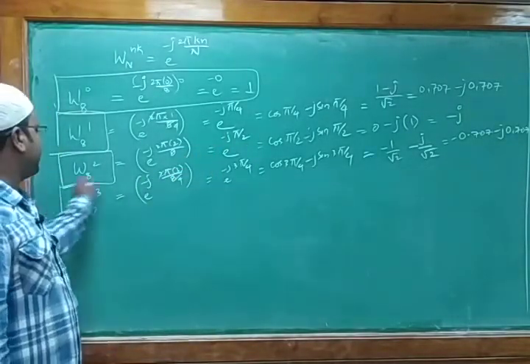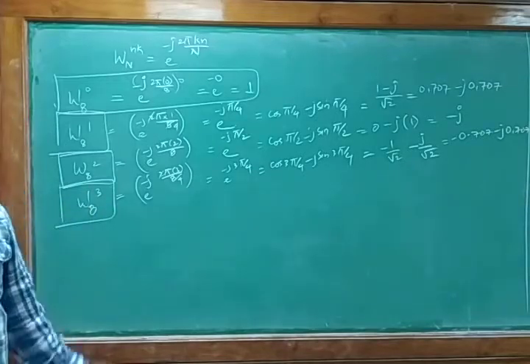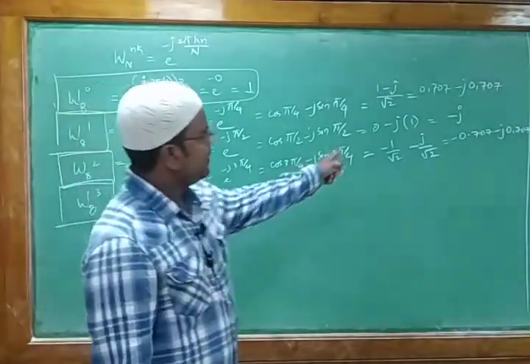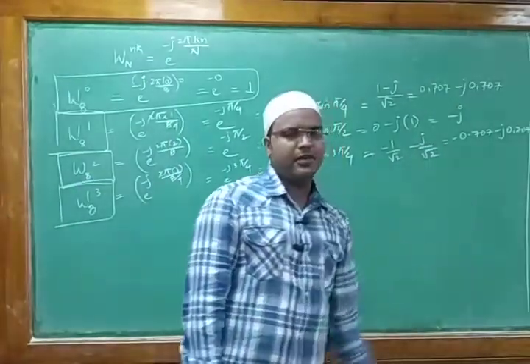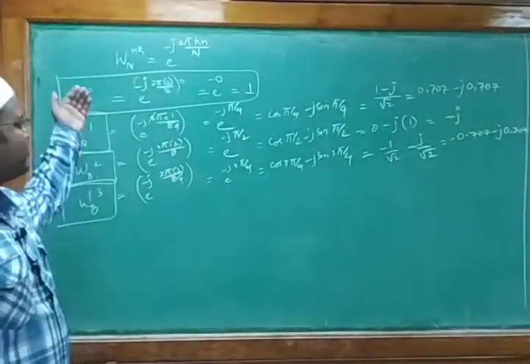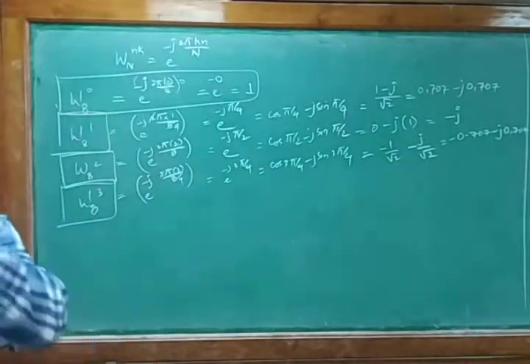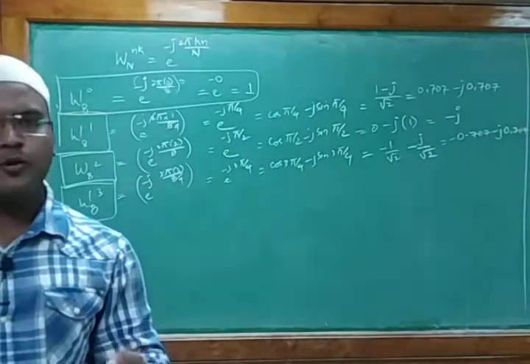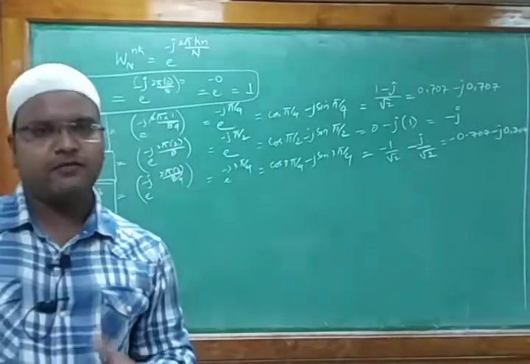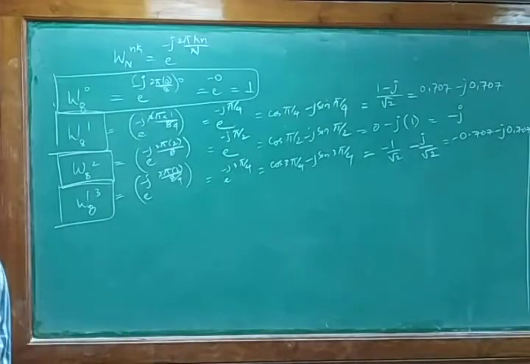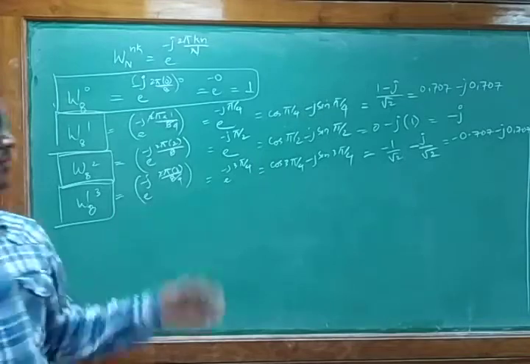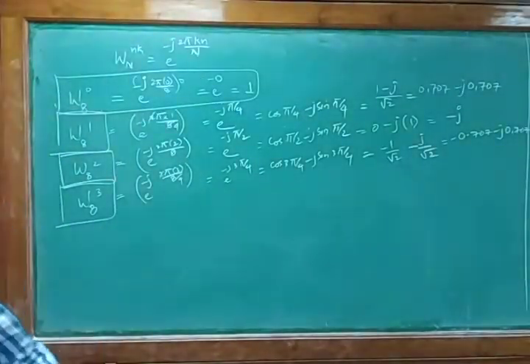Likewise, we can find for the next one, W8 of 3. The weighting sequence of the next would be solved like this, and we got minus 1 by root 2 minus j by root 2, and that is nothing but minus 0.707 minus j of 0.707. So we got all these weighting sequences. When we solve the butterfly diagram for 2 points, for 4 points, for 8 points, we will use these values. So how do we get that one? In order to get these things, we will solve one problem. We'll solve this by taking the weighting sequence. So how do we do it?